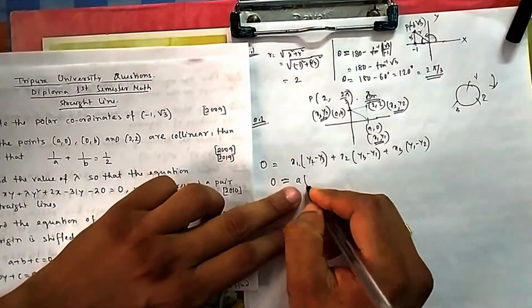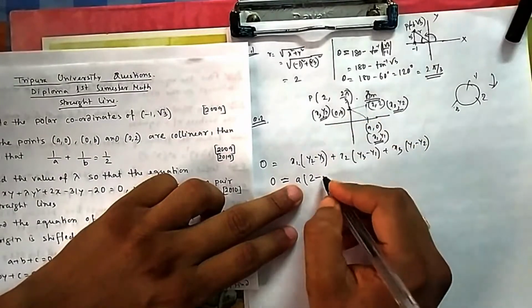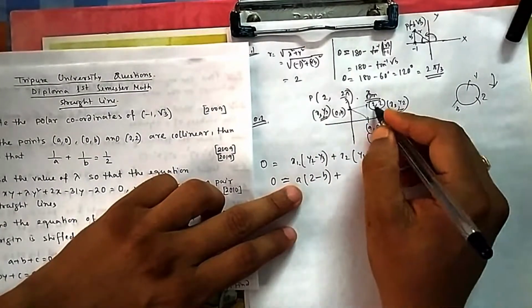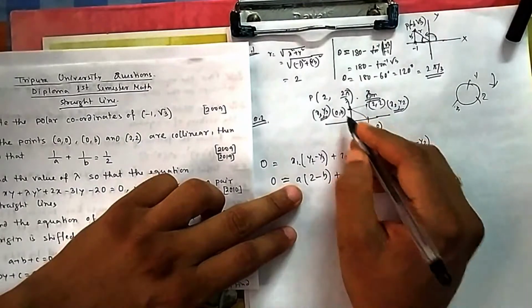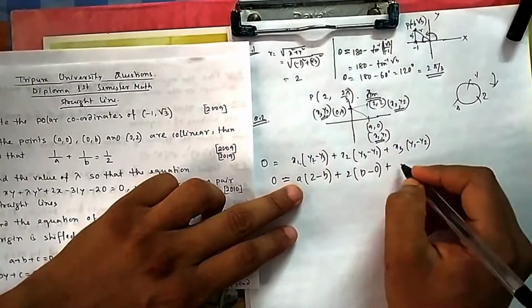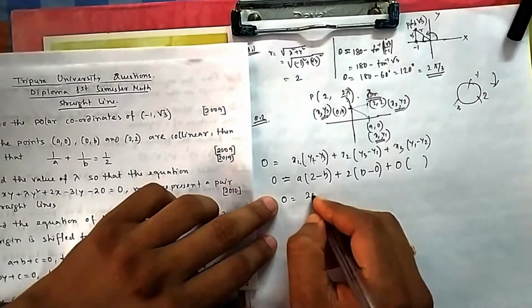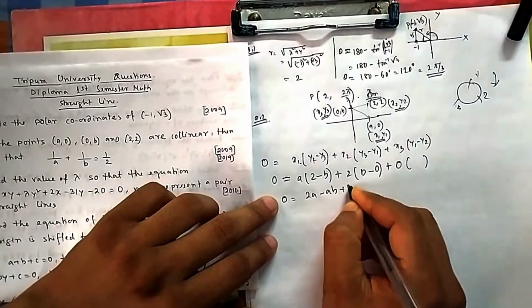Now what is x1? 1. What is y2? y2 is here 2. What is y3? y3 is here b. Plus what is x2? x2 is here 2. What is y3? y3 is here b. What is y1? y1 is 0. What is x3? x3 is 0. So no need to write this one. So it will be 0 equal to 2a minus ab plus 2b.